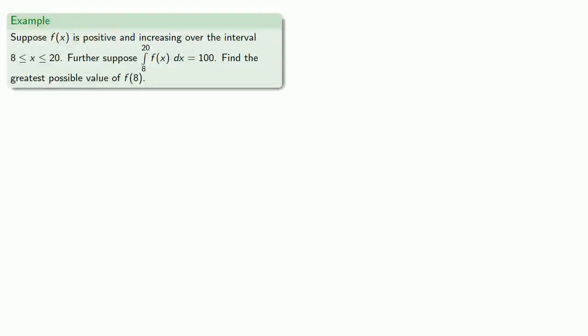For example, suppose our function is positive and increasing over the interval between 8 and 20, and further suppose we know the value of the definite integral. Let's find the greatest possible value of f of 8.